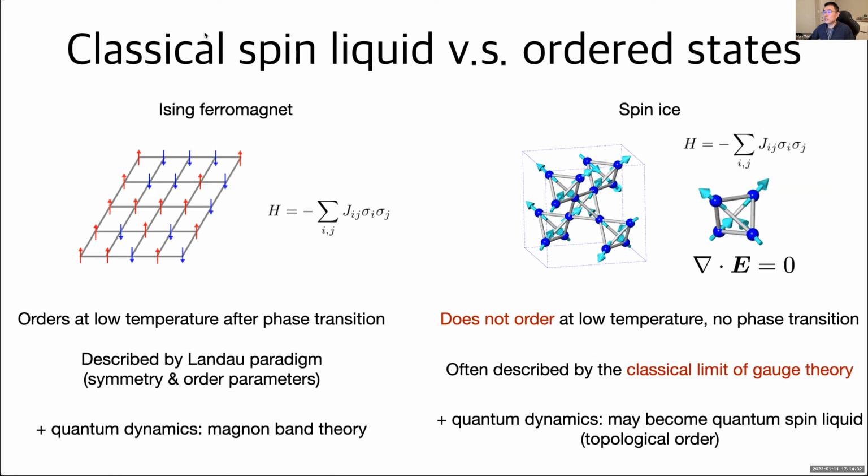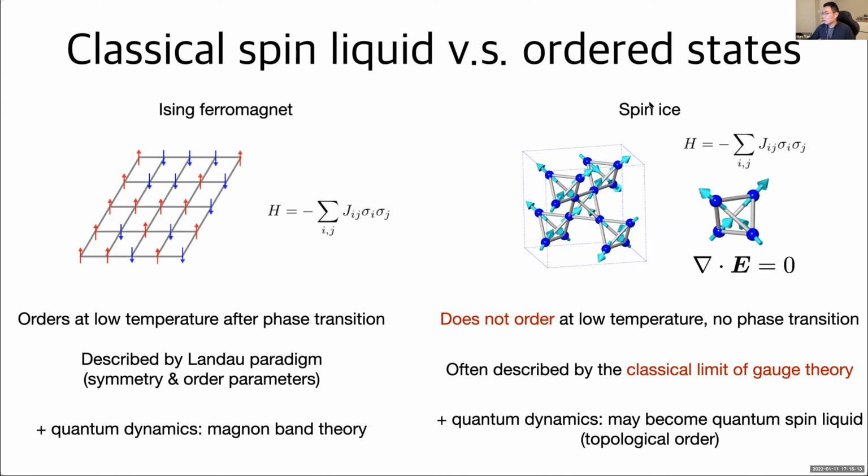Okay, so first, let me try to explain why these classical spin liquids are very interesting classical systems. Let's put it in comparison with an Ising ferromagnet. For the Ising ferromagnet, we are all very familiar with it. We know it orders at a low temperature after a phase transition, and we know that these systems can generally be described by the Landau paradigm. That is, you identify the symmetries and the order parameters, and you write down the effective theory. And with quantum dynamics, there will be magnons, and these magnons can be described by a band theory.